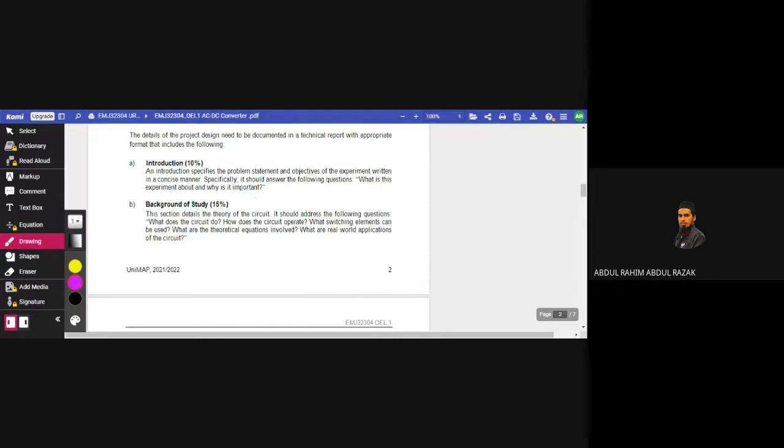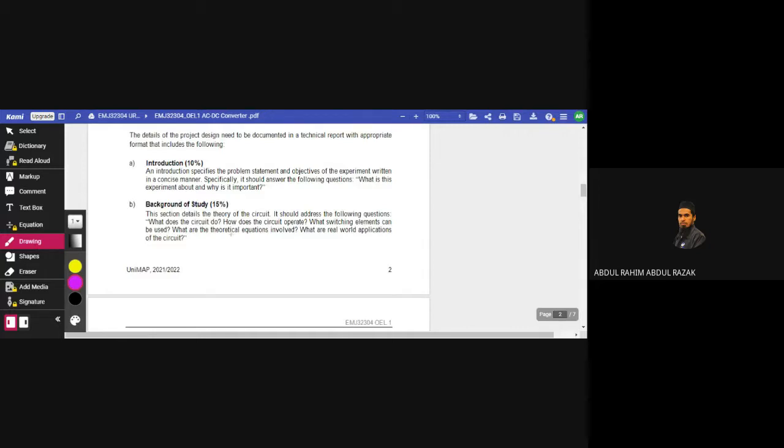Don't say it's directed by the coordinator whatsoever. You assume that you are the engineer producing the product. So what is your purpose and operation of that product, based on what? Is it by customer requirement or the market availability whatsoever?